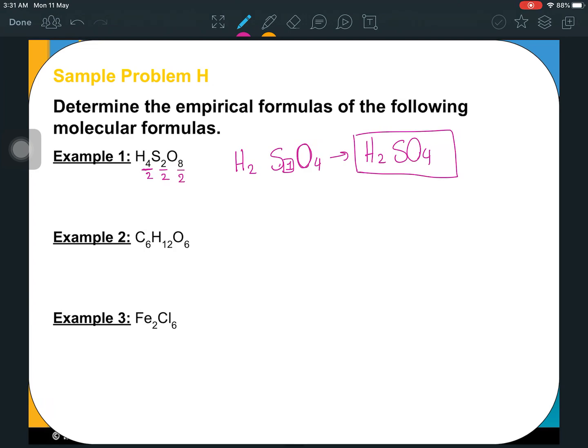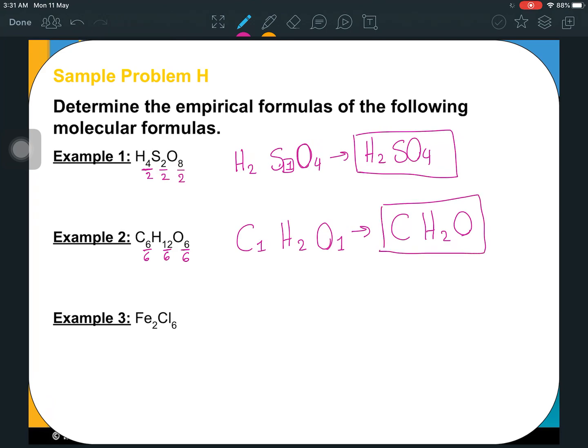All right, now let's try this one. This is a sugar molecule, C6H12O6. Let's try to divide each one of them by 6 because they're all divisible by 6. 6, 6, and 6. We'll end up getting C1H2, because 12 divided by 6 is 2, O1, which will end up giving us CH2O, right? So there we go. That is the empirical formula for sugar.